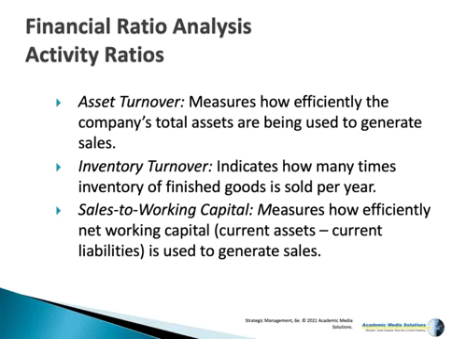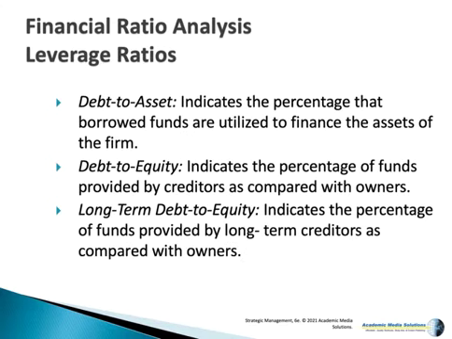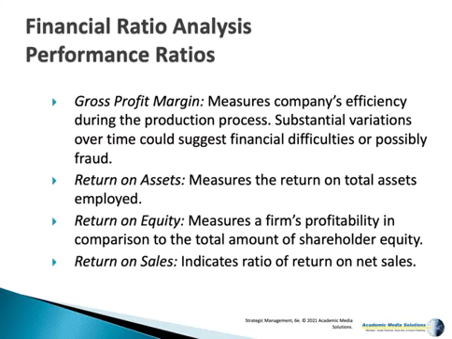You also have leverage ratios, things like debt to asset, debt to equity, long-term debt to equity, essentially looking at the profitability in terms of how that relates to assets and equity in your organization. And finally, you have the direct performance ratios: gross profit margin, higher is better, return on assets, equity, and sales. And these are measures of financial performance. So you want to look at these ratios and make comparisons between your business and others in your industry.